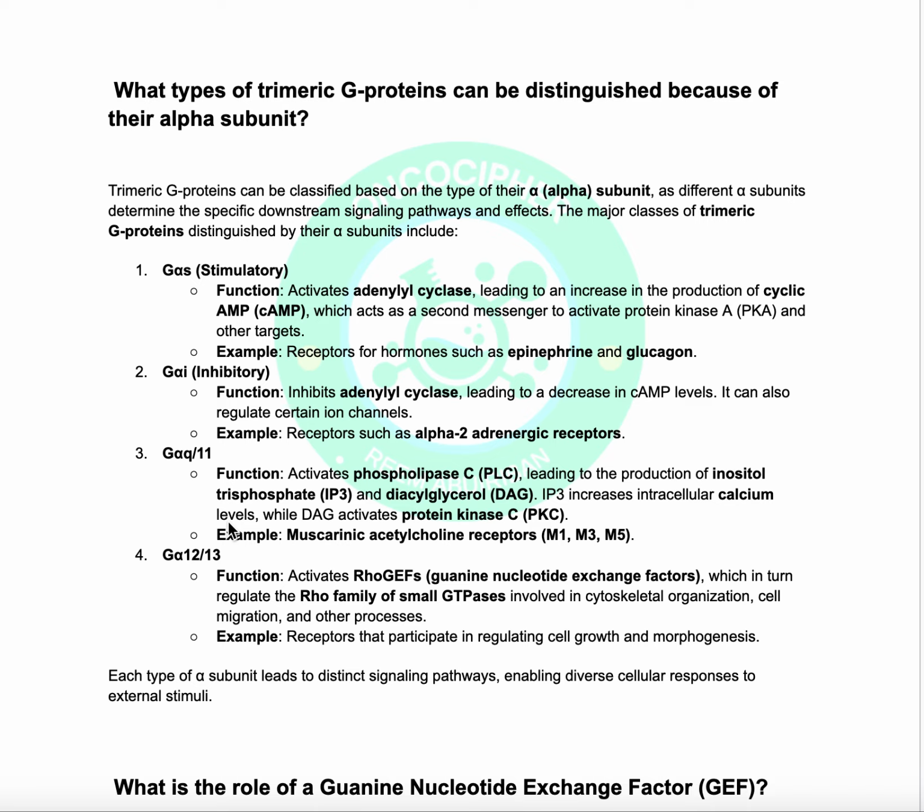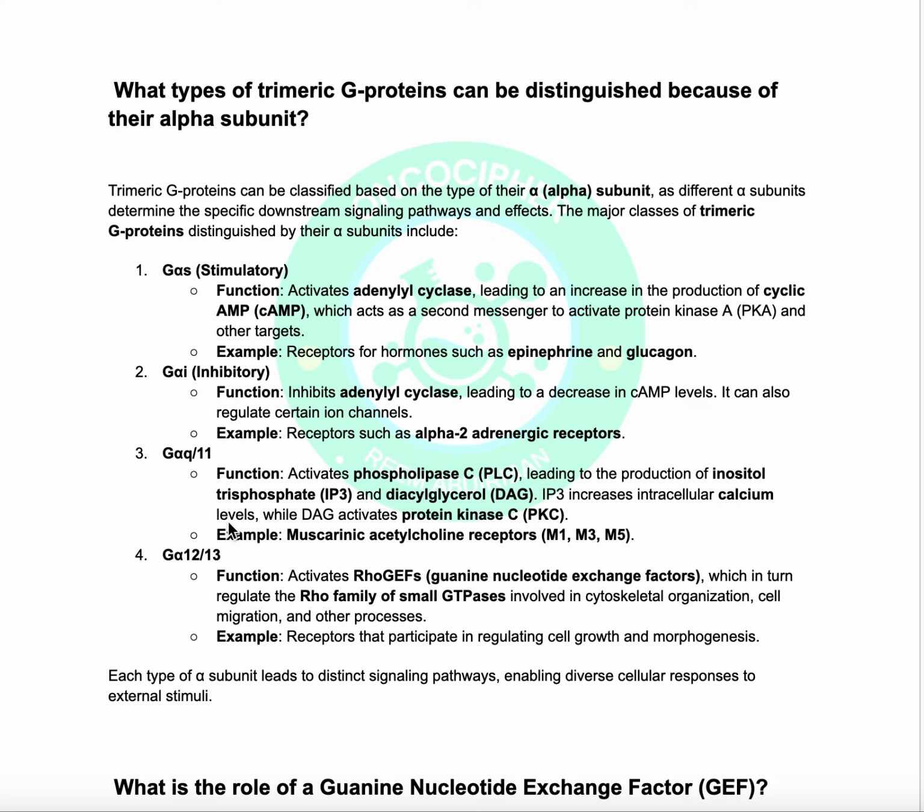So the stimulatory is activation of adenyl cyclase, and that leads to the production of cAMP, which is the second messenger, and that leads to activation of the protein kinase. And examples are receptors for hormones like epinephrine and glucagon. Epinephrine we know is like adrenaline, and glucagon is for increasing the sugar in the blood.